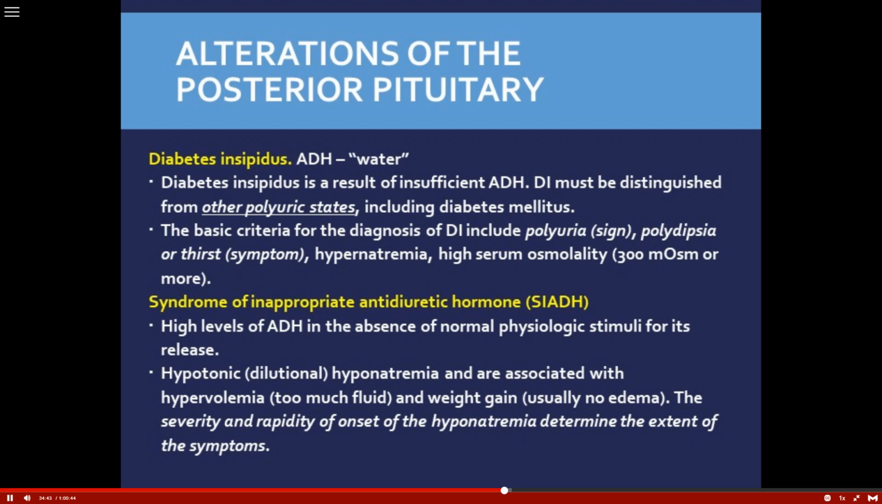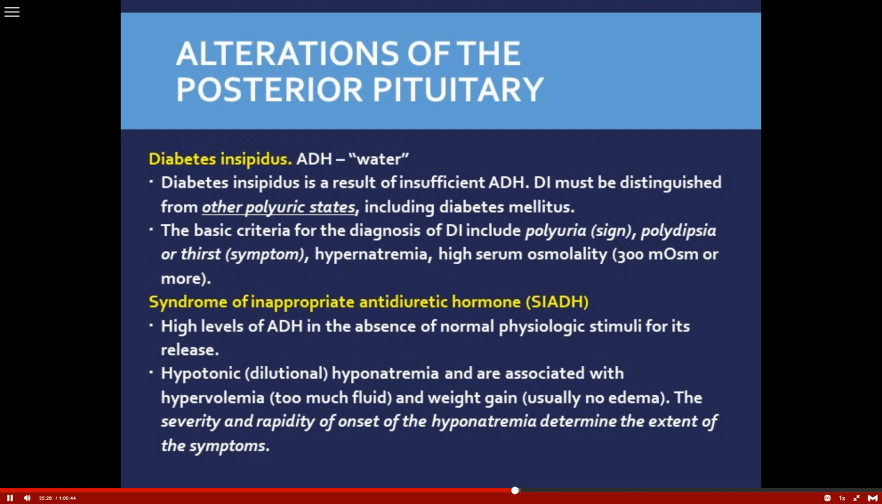Now, DI must be distinguished from other polyuric states, and one of those is diabetes mellitus, and we're going to talk about that in and of itself here in just a minute. So the basic criteria for the diagnosis of DI is, of course, urinary output of 6 to 8 liters in a day's time. Now, there are two types of DI. In this round, in exam 3, we're really looking at neurogenic. Neurogenic, we discussed this when we talked about the nervous system, but this is the type of diabetes insipidus that we associate with traumatic brain injury, a tumor of the brain.